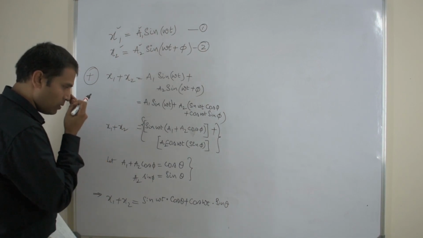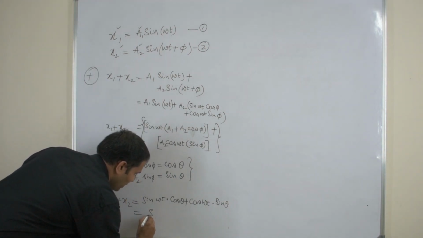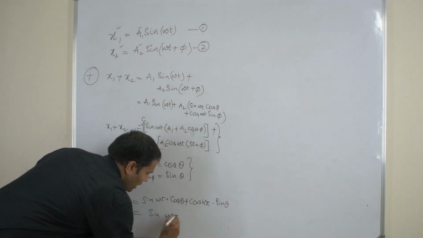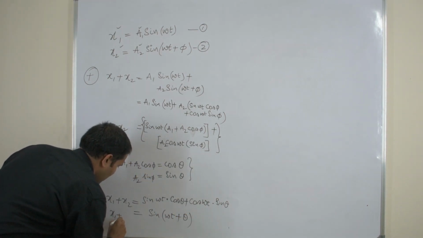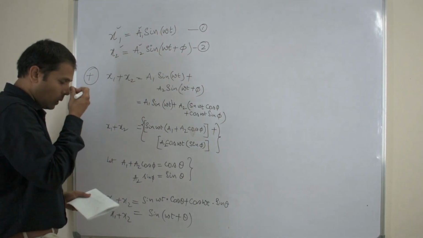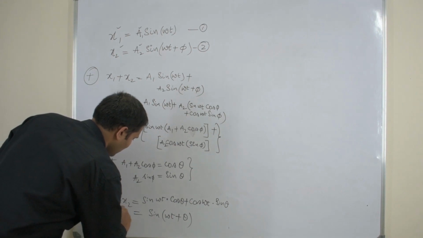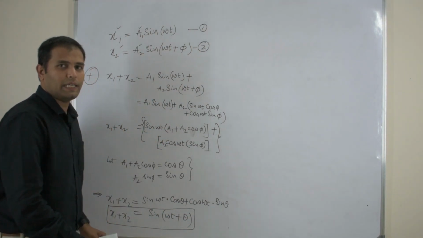Now, again, this is in which form? Sin A plus B. Sin of omega t plus theta. So this is x1 plus x2. Right? So now this is the final equation which you need to concentrate on.